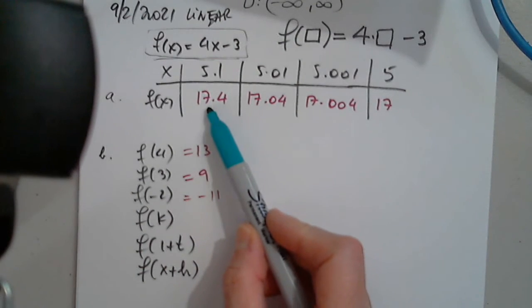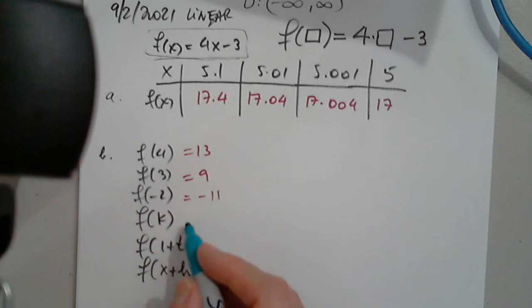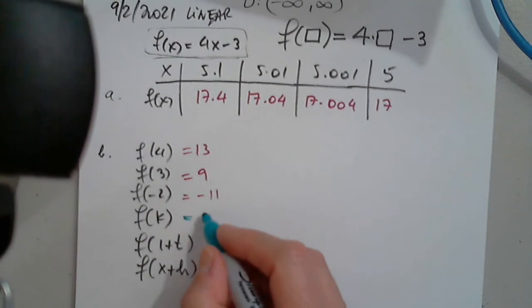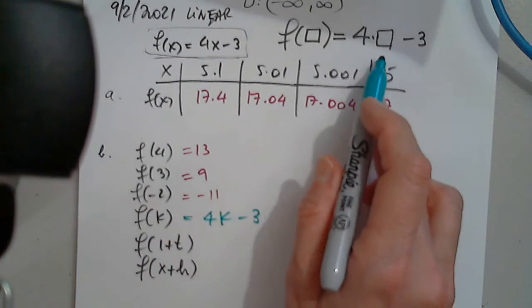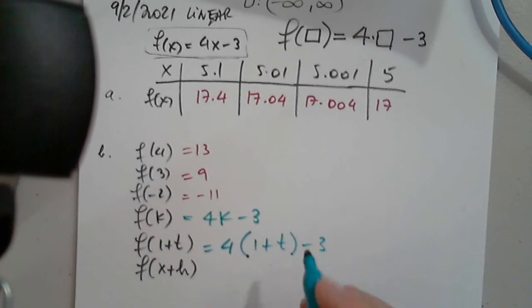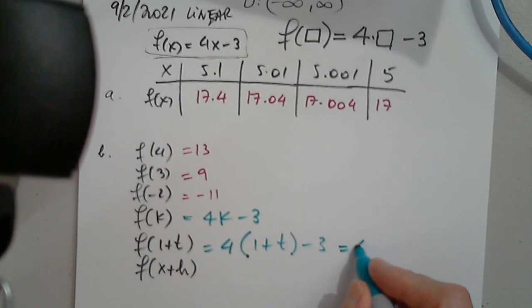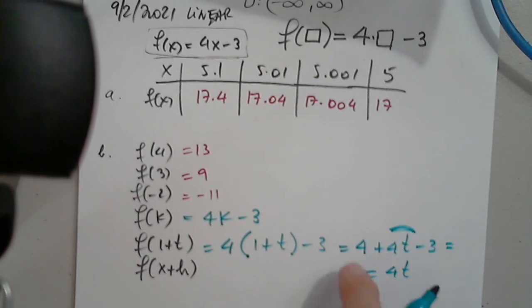Okay, so I entered 17.4, 17.04, and so on and so forth, 13, 9, -11. Here, this is k. All I have to write is 4k minus 3. Here I have 1 plus t. So I have 4 parentheses because it's a sum. It's a binomial. 1 plus t and then minus 3. I have to distribute. I get 4 plus 4t minus 3. And when I write in descending order, I have to start with a degree. The degree is 1. So 4t, and 4 minus 3 is positive 1.